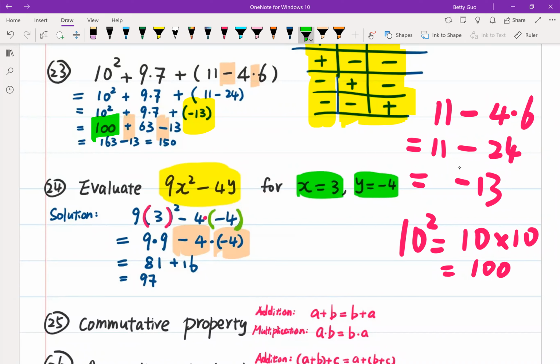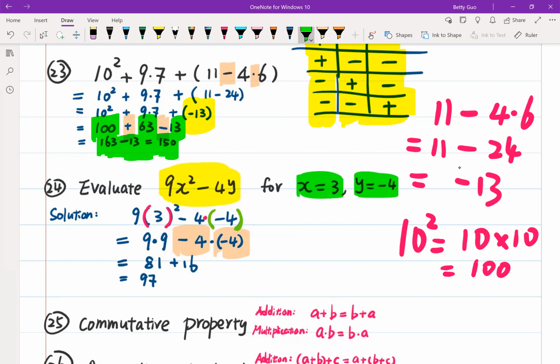That is 9 times 7. 9 times 7 is 63. And minus 13. When the expression only contains addition and subtraction, we go from the left to the right. 100 plus 63, that is 163. Minus 13 gives you 150.